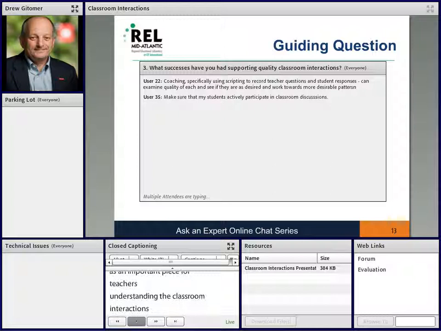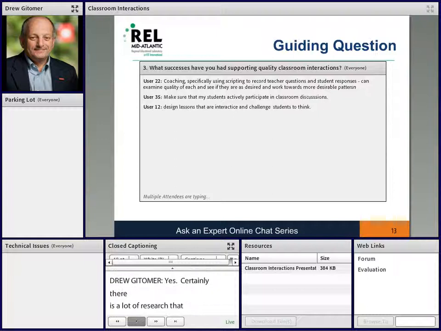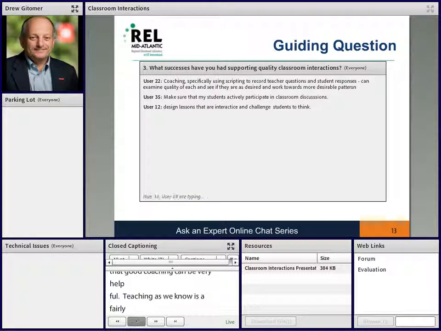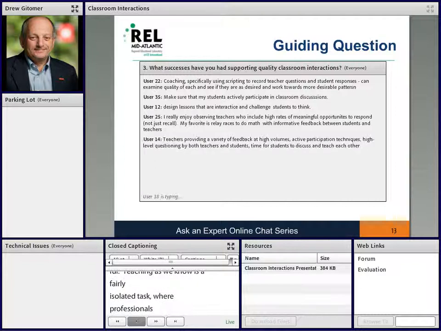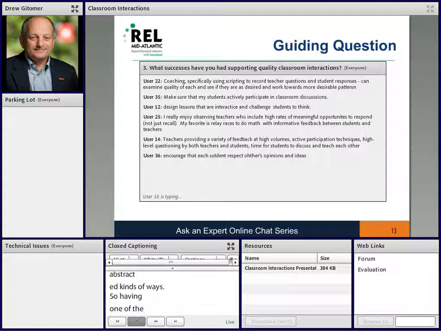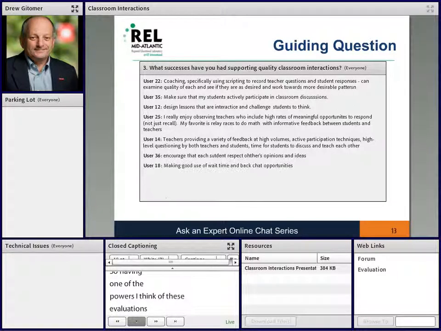Well, yes, and certainly there's a lot of research that suggests that good coaching can be very helpful. You know, teaching, as we know, is a fairly isolated task where professionals don't get an awful lot of feedback and opportunity to talk about their practice, except in pretty abstracted kinds of ways. So one of the powers, I think, of these evaluation systems and observation systems is the opportunity to really discuss and support practice through supportive feedback from skilled facilitators.